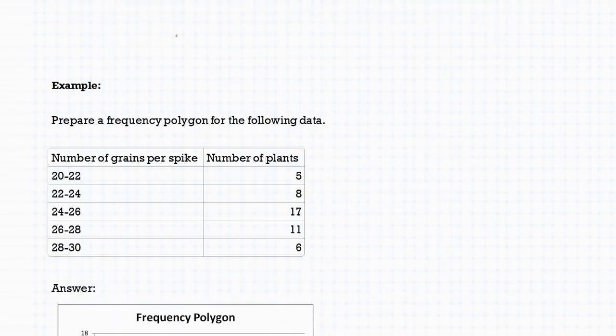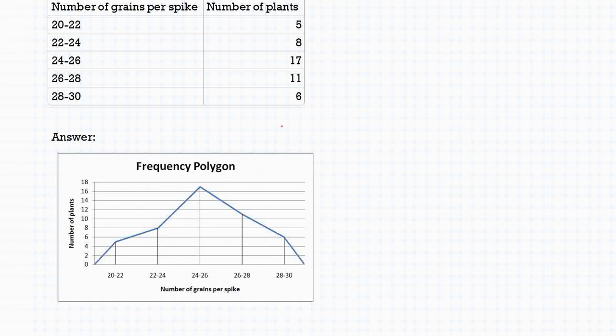The number of grains per spike and the number of plants are given. So let us see how to draw a frequency polygon. So this is a frequency polygon. We can see that the midpoint between 20 to 22 is 21. So this point is 21, this is 23, this is 25, this is 27, and this is 29. Similarly, like I said before, we can mark this as 20, this as 22, and so on. So all these points are connected to draw the frequency polygon. And after doing that, we extrapolate the line to the x-axis to complete the polygon.